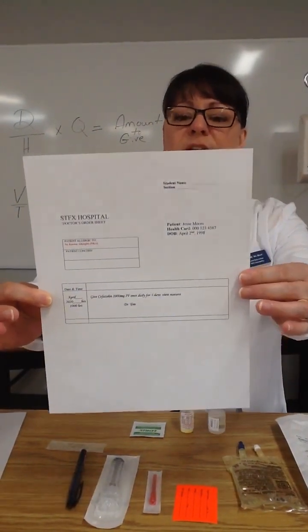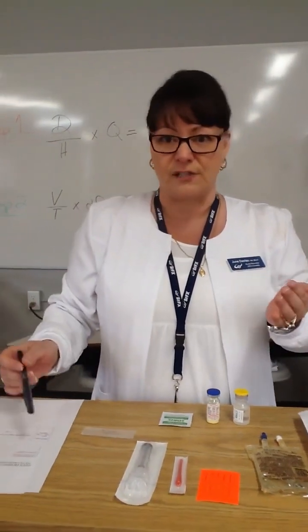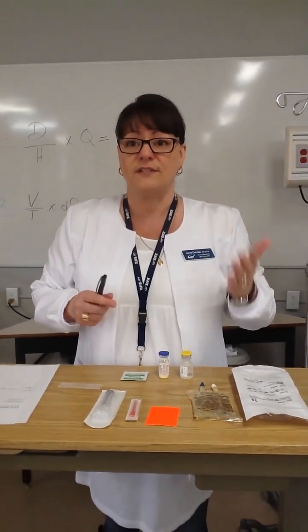We're always checking that there are a set of components that exist in that doctor's order. So I want to know that I have the patient's name and their health card number and their date of birth, any allergies. I want to know that the doctor's order has the drug name, the dose, the time, the route of administration, the frequency. I want to see a current date and time, and of course the doctor's signature.